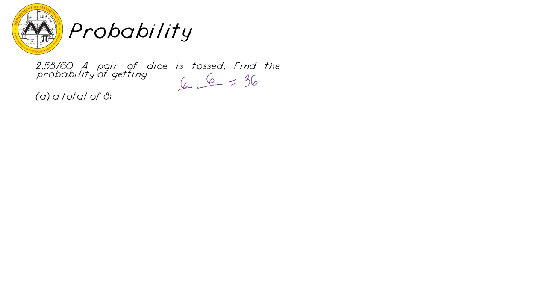What are the possible combinations that would give us a total of 8? We can have a 4-4, correct? We can have a 5-3 and a 3-5. We can also have 2-6 and 6-2. Can we have 7-1 and 1-7? Definitely no, because our die is 1, 2, 3, 4, 5, 6, so we can't have a 7. So all in all, how many? 1, 2, 3, 4, 5. So that would be 5 over 36.